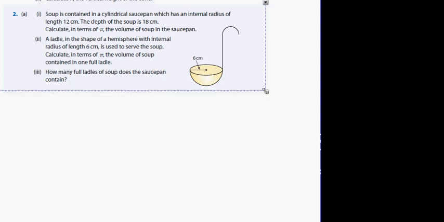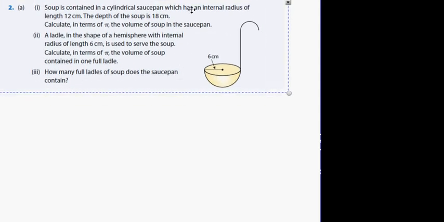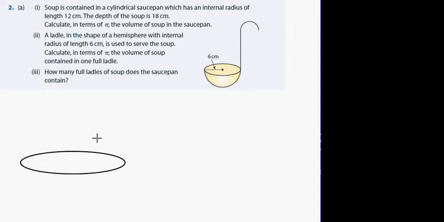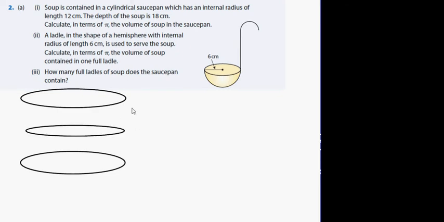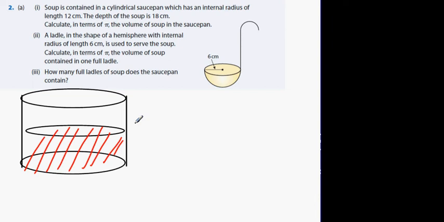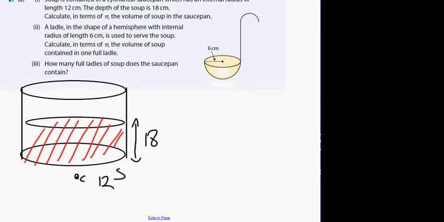Soup is contained in a cylindrical saucepan which has an internal radius of 12. The depth of the soup is 18 centimeters. Calculate in terms of pi the volume of the soup in the saucepan. Well, the soup is occupying a cylinder. And then you have the level of the soup. So what we have here is our diagram. Let's call it tomato soup. The depth of the soup is 18, the radius is 12, so we need to find the volume of the soup.